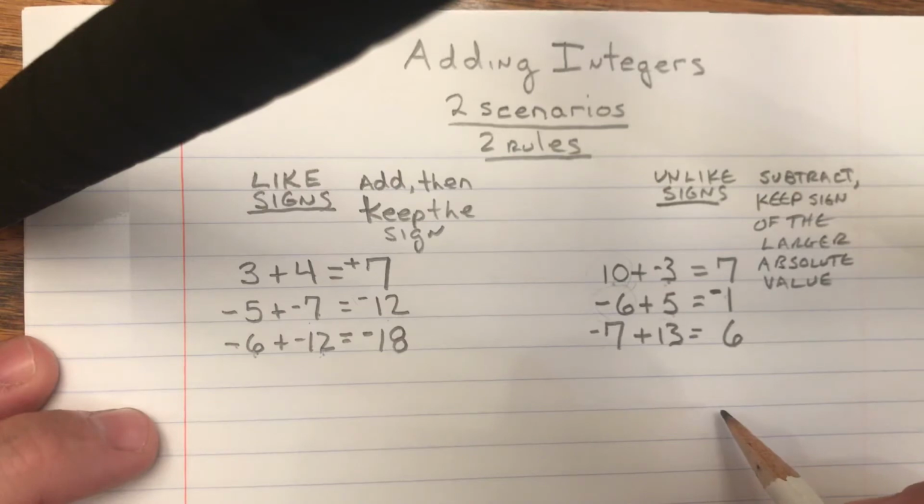Now, an example of this as a word problem: it's -7 degrees out, and then the temperature goes up 13. Okay? And if you thought about it logically, that would make sense.